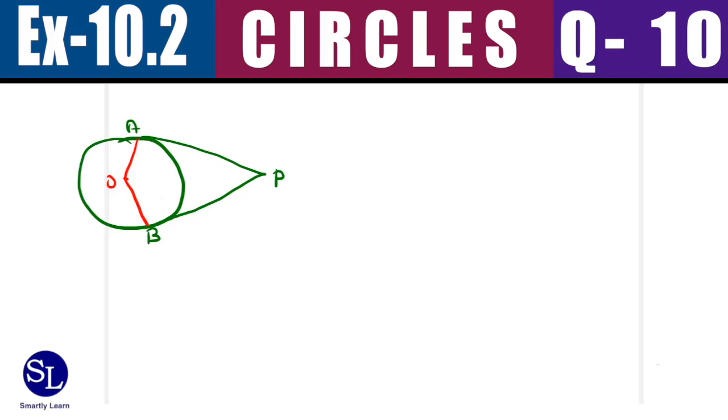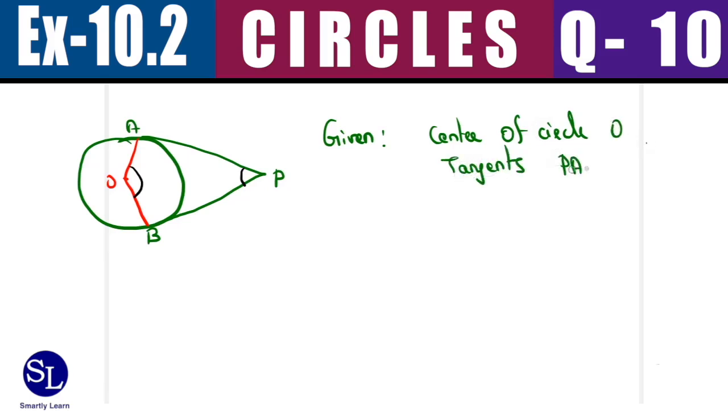Now, they're asking us to prove that the angle subtended by the two tangents is supplementary to the angle formed by the radius at the points of contact. So now let's list out what is given to us so that we will be able to prove it. Given: the center of the circle is O, and we have tangents PA and PB drawn from P.